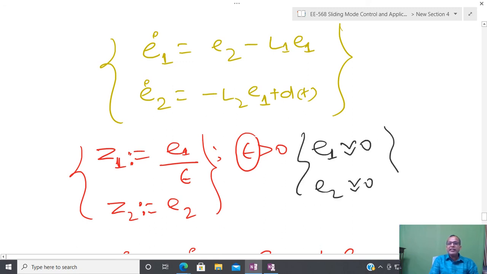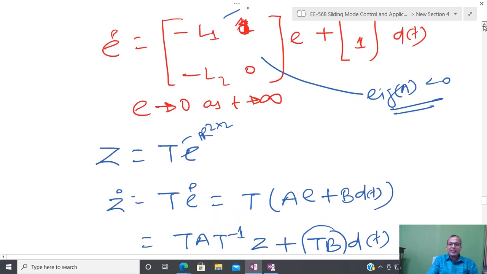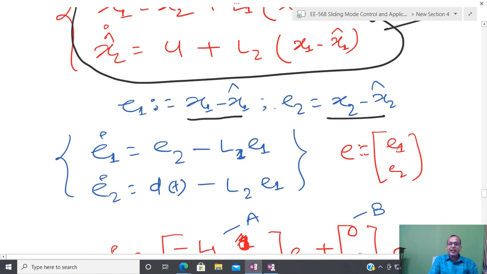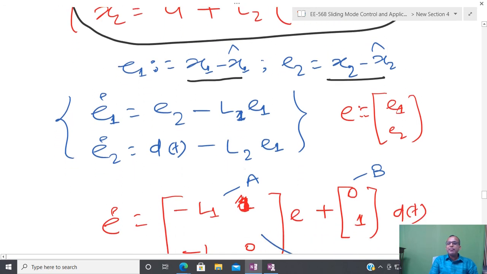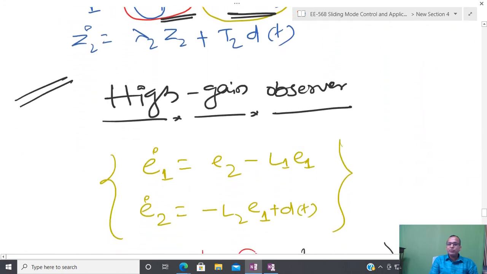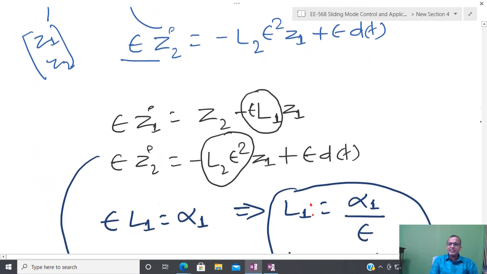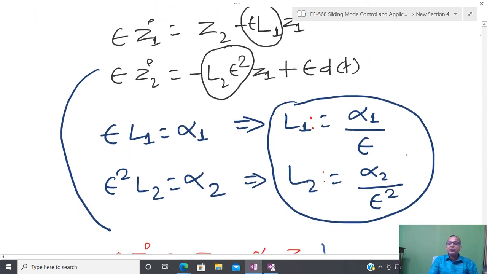And once E1 tends towards 0 and E2 tends towards 0, what can I claim? That x1 cap is perfectly able to estimate x1, and x2 cap is perfectly able to estimate x2. So in this way, by designing a very high gain, it is possible to show that in presence of some kind of bounded disturbance, the Luenberger observer will also work, and this is called a high gain observer.